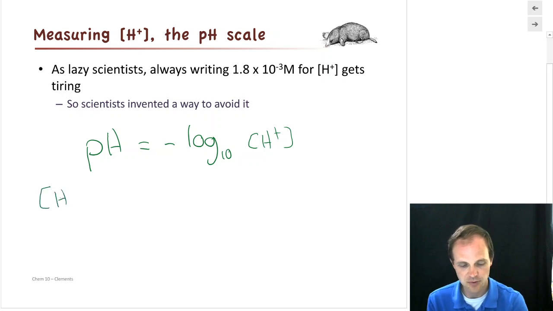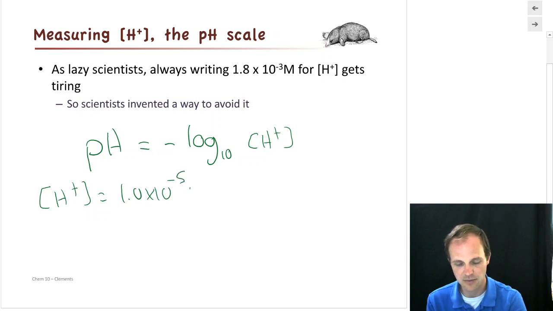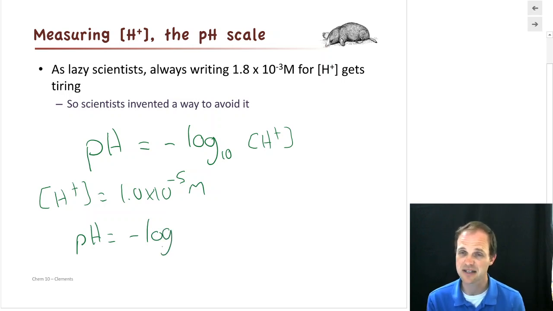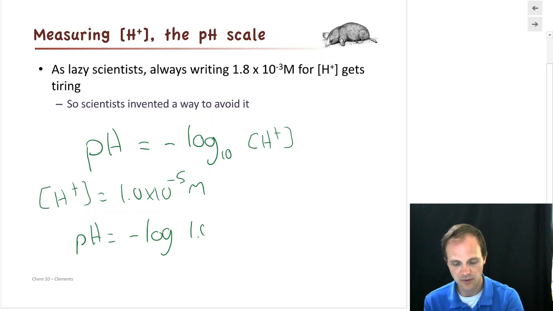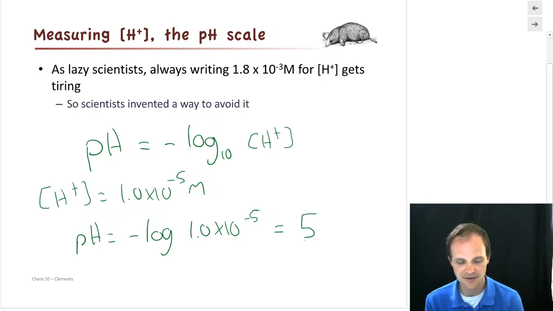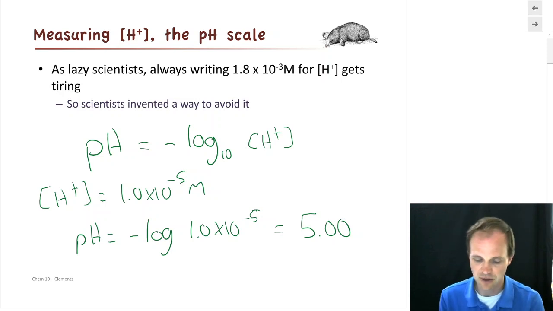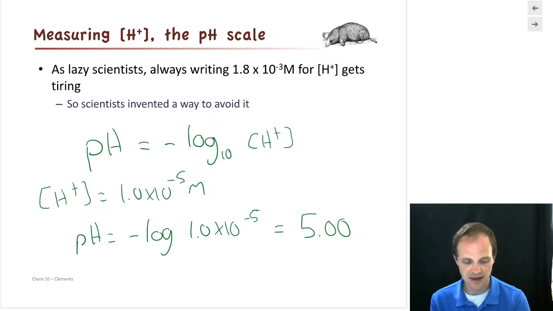So if my H+ concentration was 1.0 times 10 to the minus 5th molar, I want to say my pH is going to be the negative log base 10. Most people don't write the 10 in. I'm going to stop writing it. Log usually means base 10, and in this case it does. And my concentration is 1.0 times 10 to the minus 5th. Plug that in a calculator. Your calculator is going to tell you 5. I'm going to tell you it's 5.00, and we'll talk about why in just a moment. But that's how we find this thing called pH.